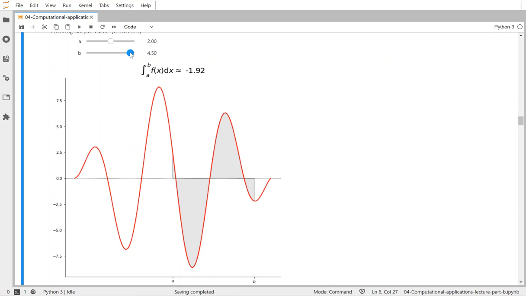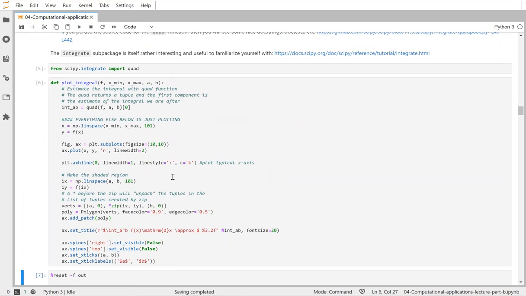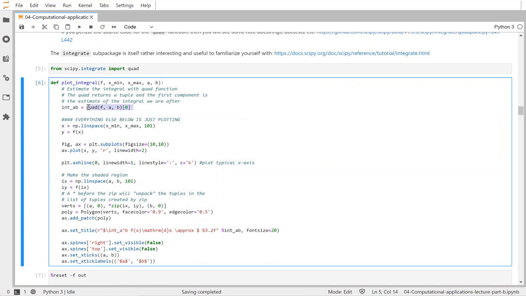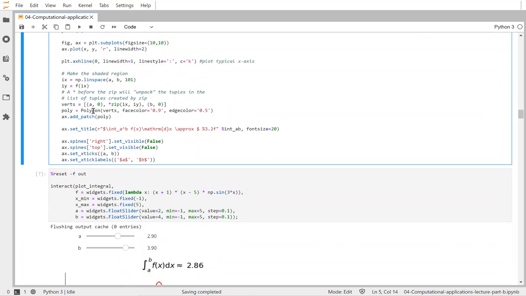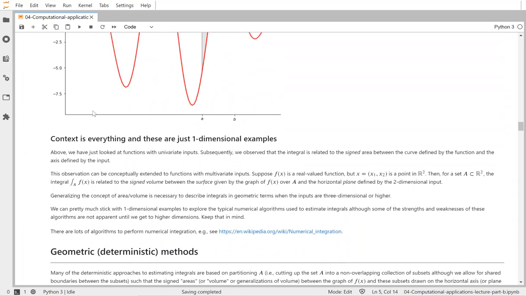So you can play with this slider, and you can move b down to, let's say, 3.9, but now imagine that I move a up to like 2.9. Now the value is positive, 2.86, because the amount of area above the x-axis outweighs the amount of area below the x-axis. It's just more. So when I add the two together, the positive and negative area, the overall result now is positive. How do you compute that? With the quad function. You don't have to worry about it. This is the amount of calculus you really need to understand to run this part of the code, that the quad function is just computing the integral for you, at least an approximation.